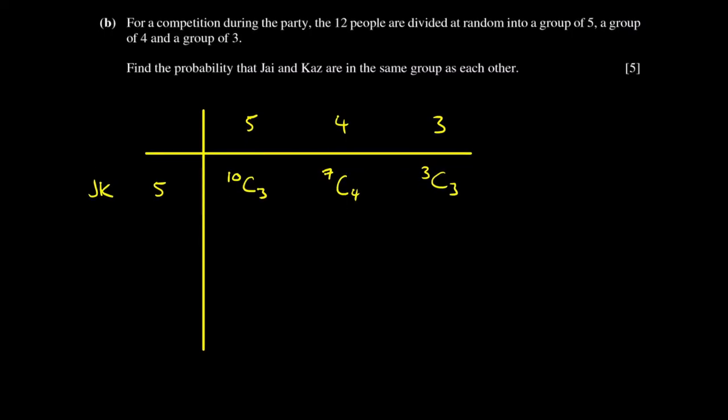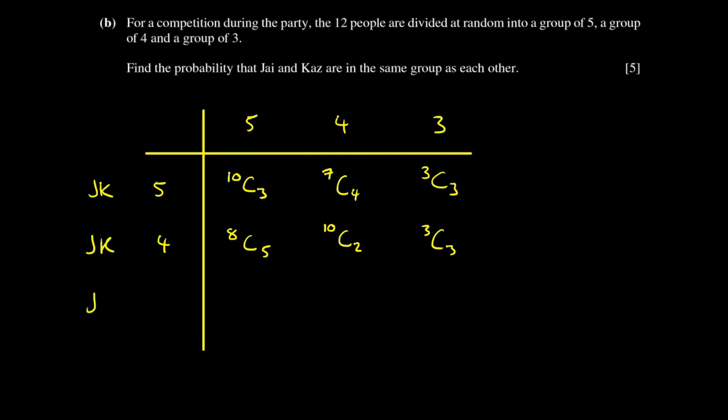Okay, then. Let's say that J and Kaz are in the group of 4. If that's the case, then we need to select 2 other people for the group of 4. And we've got 10 people to choose from, so that would be 10C2. And of course, once that's happened, we need to select the other two groups. So let's say we chose group 5. Well, how many people have we got left? We've got 8 people left. We want to choose 5. So that would be 8C5. And then we've got 3 people remaining. So again, that would be 3C3.